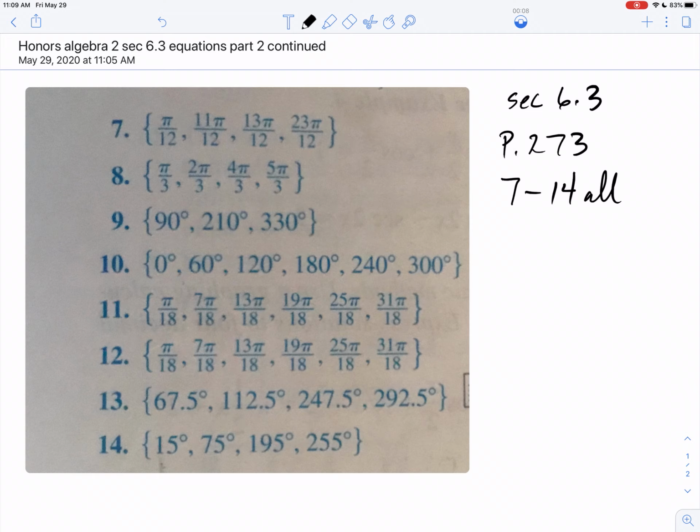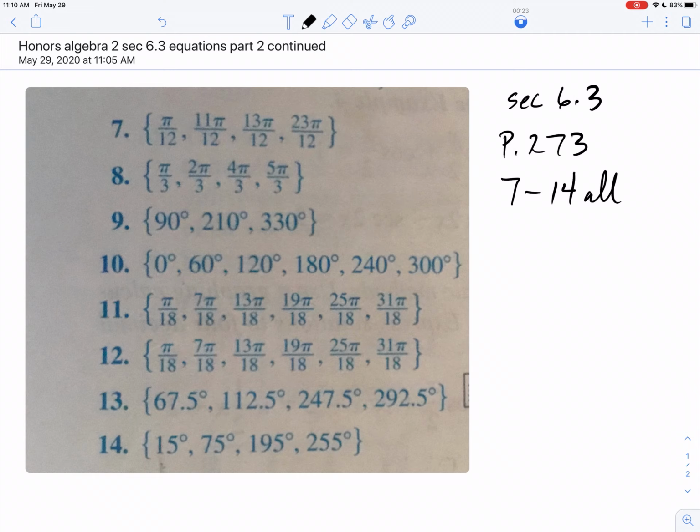These are the ones you should be able to do, 7 to 14. And there's the answers for 7 to 14. I still have 2 more examples I'm going to go through. Then you should be able to get all of these ones done.